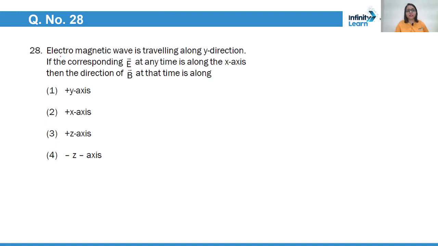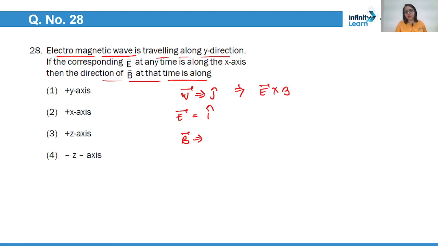Question number 28. An electromagnetic wave is traveling with velocity vector along the y direction, that is j cap, and the E vector is along i cap. Then the direction of the B vector at that time is? Basically, the velocity direction is given by E cross B vector. So over here, when you do E cross B, it should be j cap. That means the B vector over here should be along minus k cap. So the correct answer is option 4.